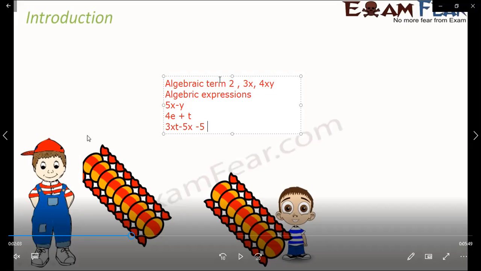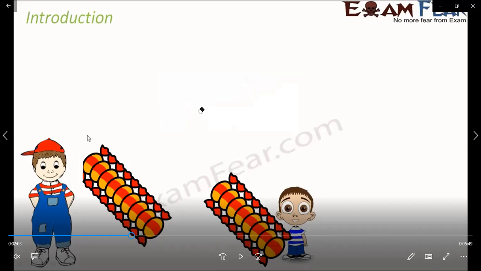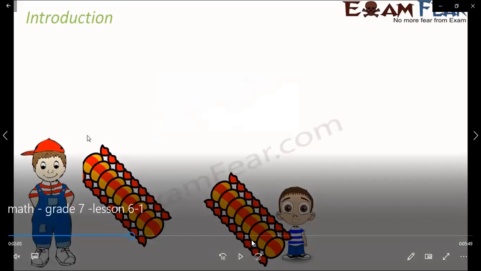Then an algebraic term consists of only one factor or more than one factor, like 2, like 3x, like 4xy. But an algebraic expression consists of more than one term, like 5x minus y, 4e plus t, 3xt minus 5x minus 5. So we talked about what an algebraic term is, the difference between an algebraic term and an algebraic expression, and the difference between like terms and unlike terms. So now let's move to the next point.